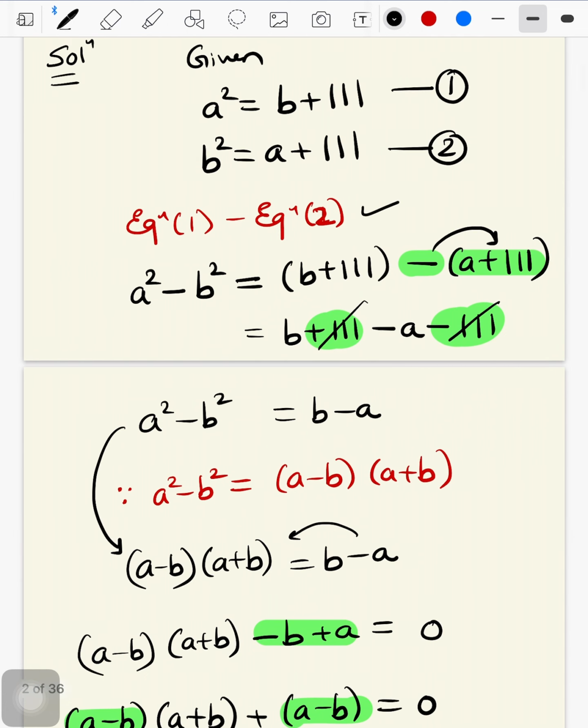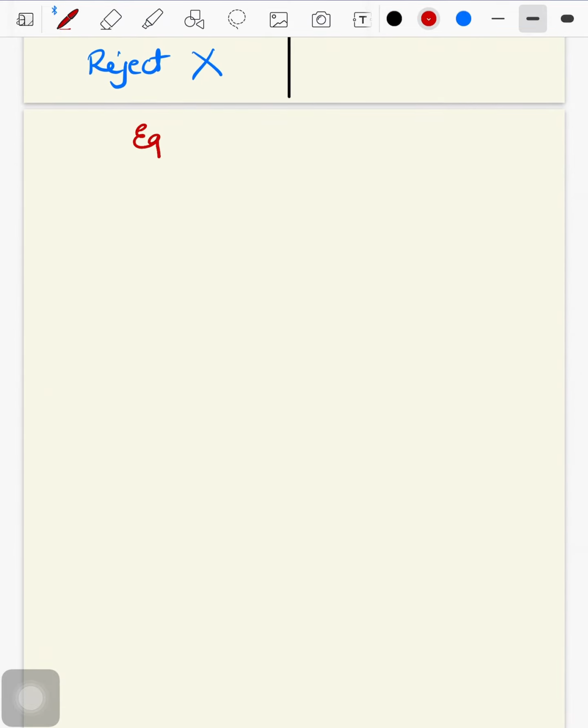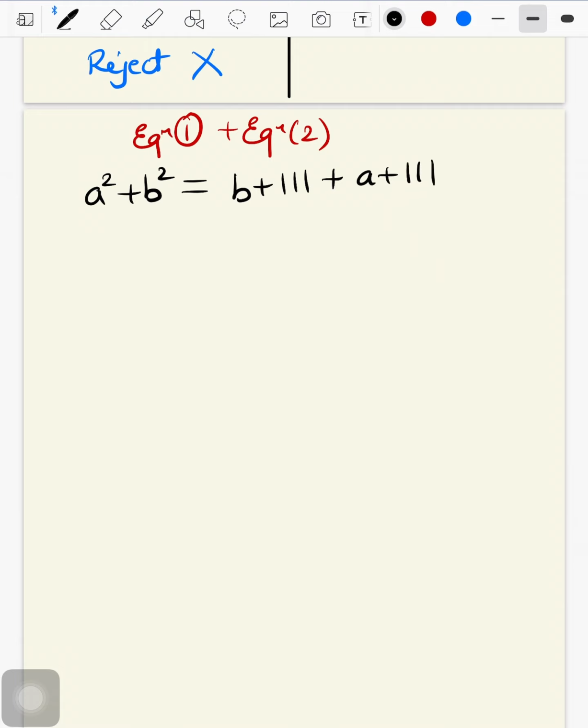Now the next step, what will we do? We will add equations 1 and 2. So next line we are writing equation 1 plus equation 2. When we are adding two equations, again we will do the procedure of adding the left hand side and adding the right hand side together. So a and b we are writing together: a plus b plus, when you add 111 and 111, it will become 222, and here it is a square plus b square.